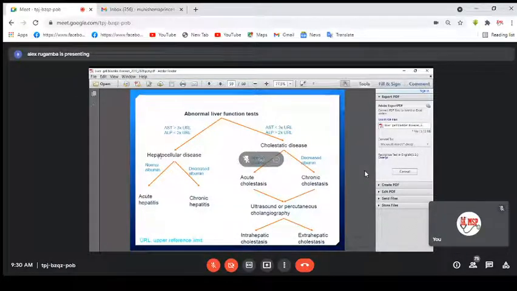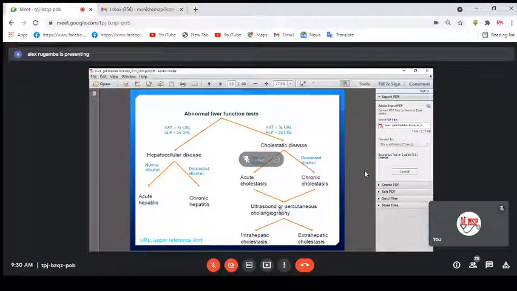Here it is in hepatocellular diseases. So in virus diseases or gallbladder diseases, the normal albumin will indicate acute cholestasis, because in case of acute, the albumin is normal, so there is a normal function. But if the albumin decreases, then you may think that there is a chronic cholestasis.